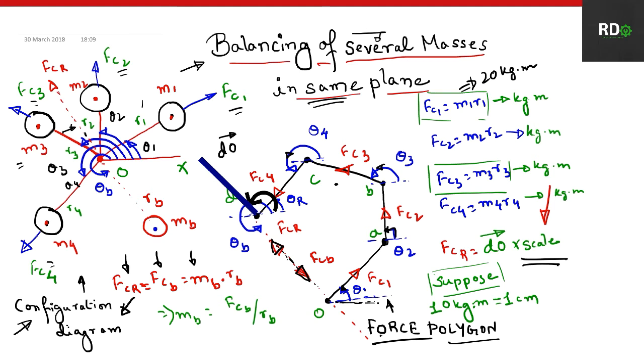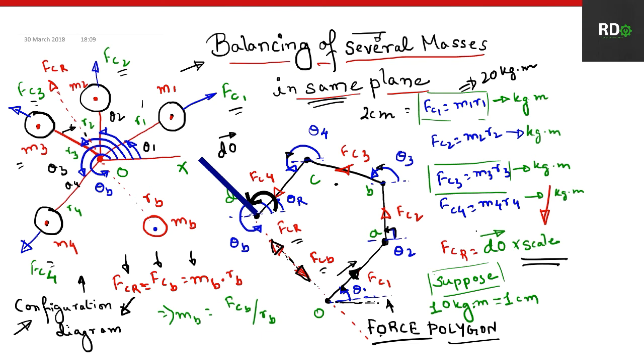It means if we draw this FC1, how much do we have to draw? This FC1 will be nothing but 2 centimeter, because 10 kg meter equals 1 centimeter, so 20 kg meter will be 2 centimeter. So this line OA will be 2 centimeter, and in this way we have to draw the entire force polygon and finally come up with FCR, and take the opposite of it, that will give us FCB. So once it is done, MB will be FCB into RB. FCB can be derived from FCR using this scale.